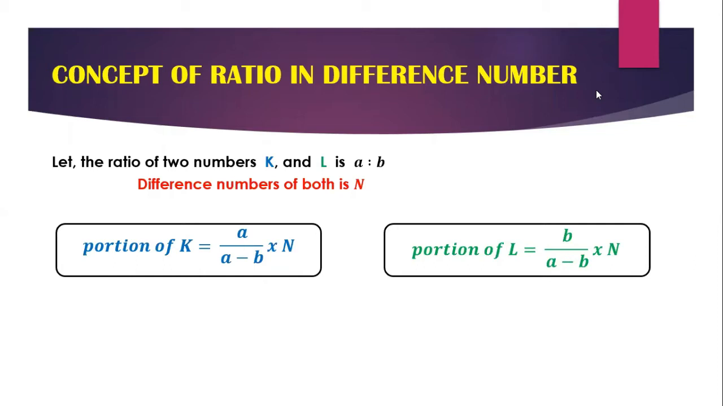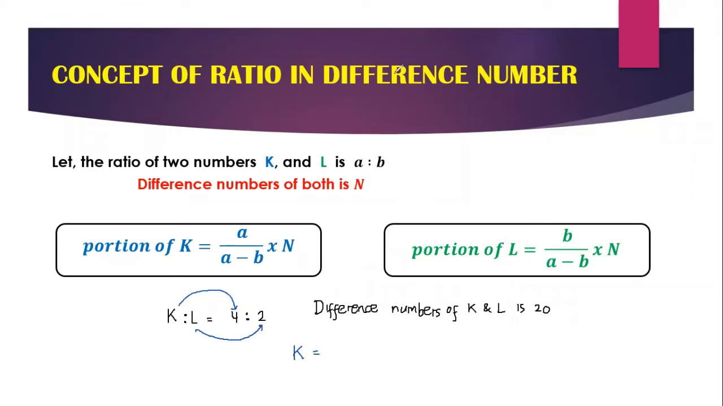Okay, to make it clear about this case, I want to give you an example. Let K to L equal 4 to 2. Clear to you? The difference number of K and L is, let's say, 20. So what is the portion of K? K will go to 4 and L will go to 2. Clear?